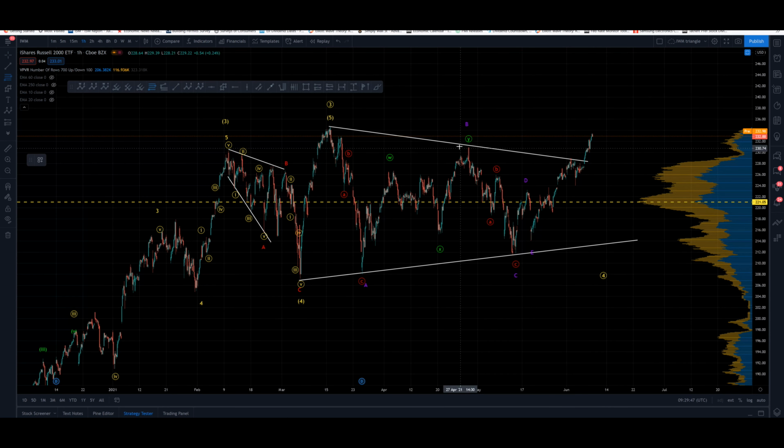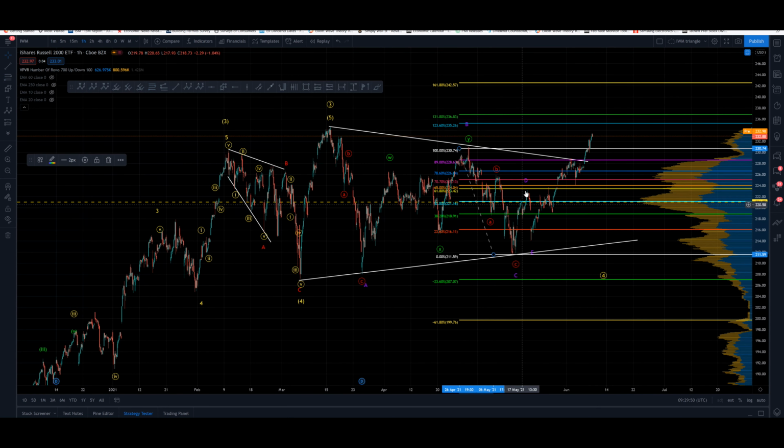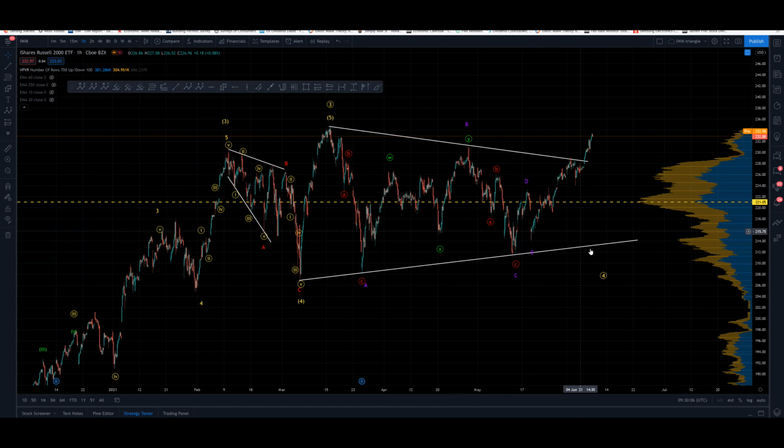If we look at what we retraced from the B to the C, however, we do get a golden ratio here for the D. Now I can live with that because we've got at least a 61.8% relationship from the length of the C to the D here, right? With the E completing down here and then moving up in 5 waves.